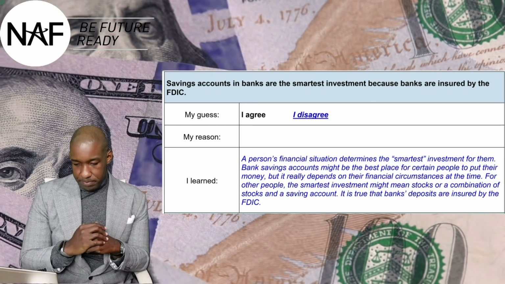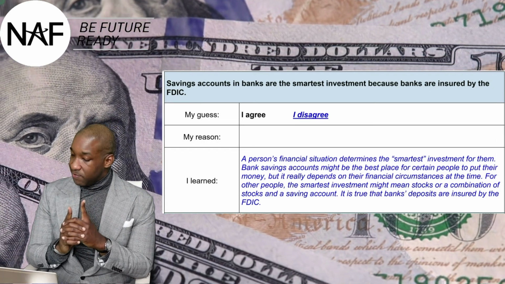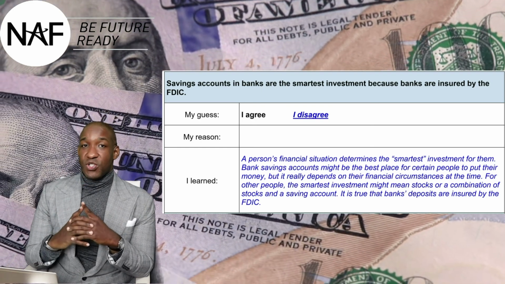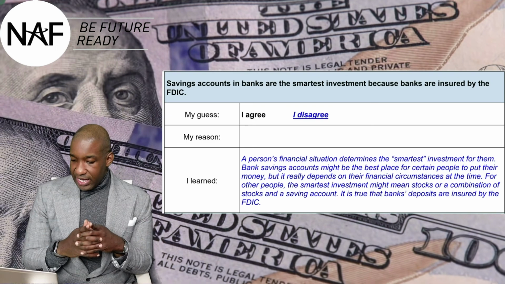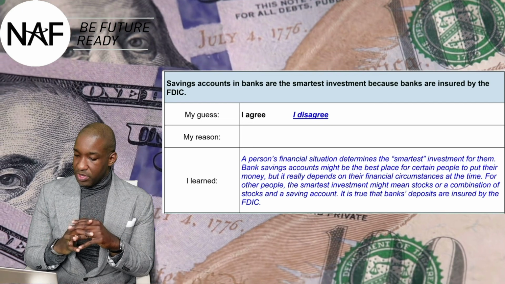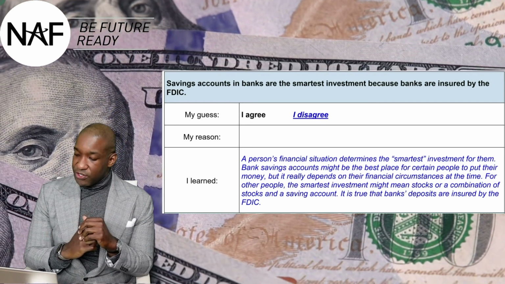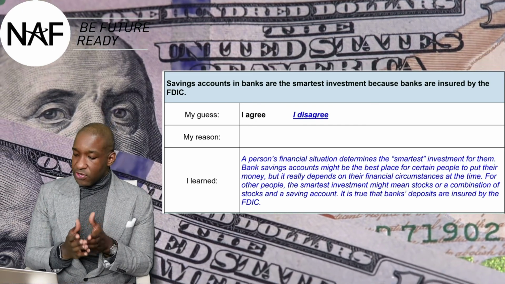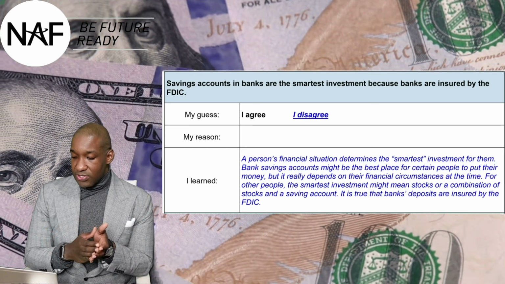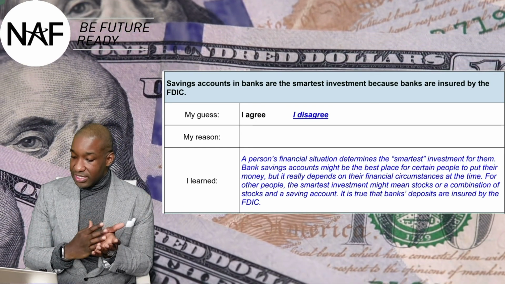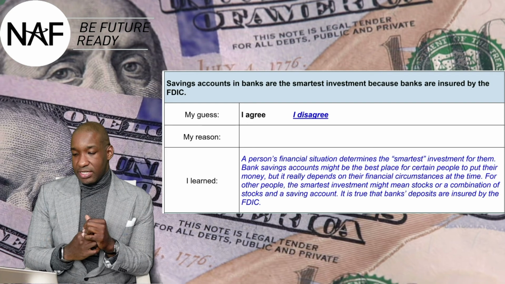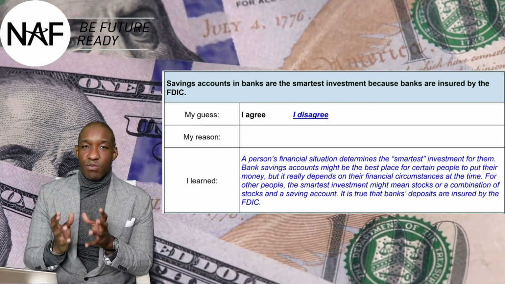So the first one, savings accounts are the smartest investments because banks are insured by the FDIC. The financial services professional disagrees with this, stating a person's financial situation determines the smartest investment for them. Bank savings accounts might be the best place for certain people to put their money, but it really depends on their financial circumstances at the time. For other people, the smartest investment might mean stocks, or a combination of stocks and a savings account. It is true that banks' deposits are insured by the FDIC, but that does not necessarily mean it is the smartest investment.